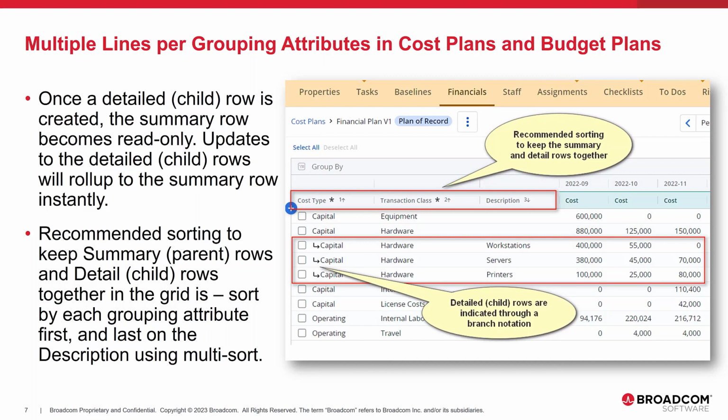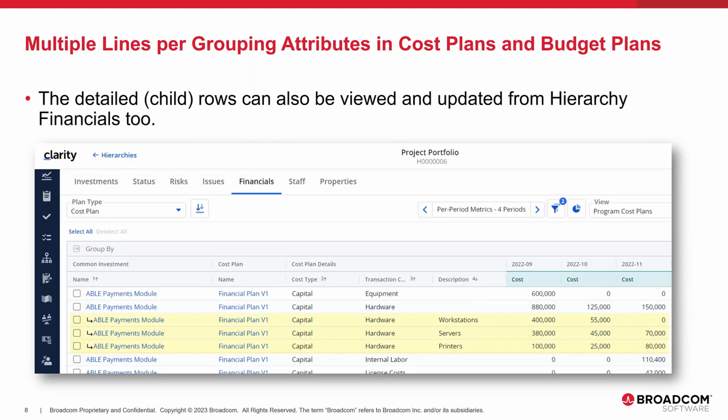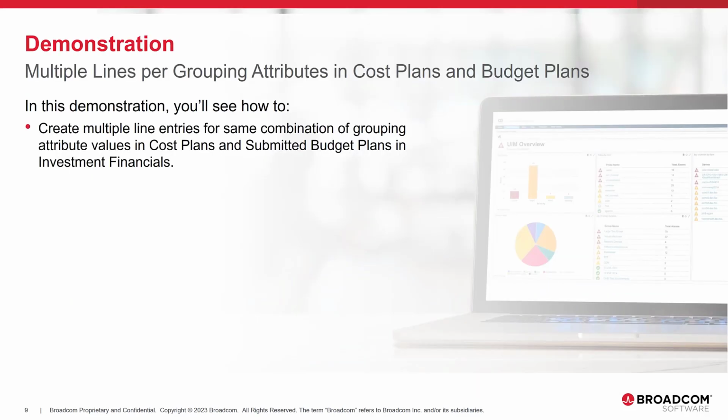Once a child row is created, the summary row becomes read-only. Updates to the child rows will roll up to the summary row instantly. And shortly, we will also see how to keep the summary rows and child rows together in place using multi-sort functionality. And not just in investment financials. Even in Hierarchy Financials Module 2, these child rows can be viewed and updated. Alright, let's see all of these in action.